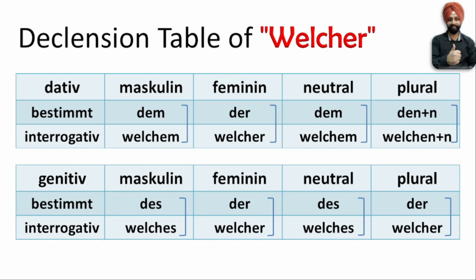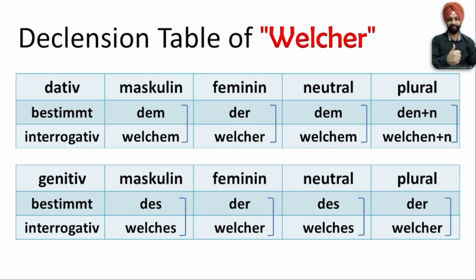So dear friends, these are the 4 German grammar cases. In the previous slide you saw the declension table of nominative and accusative, and in this slide dative and genitive. I have explained with the bestimmt article and with the interrogative article. Basically they have the same pattern, the same declension. So in the next slide the main session is going to start.